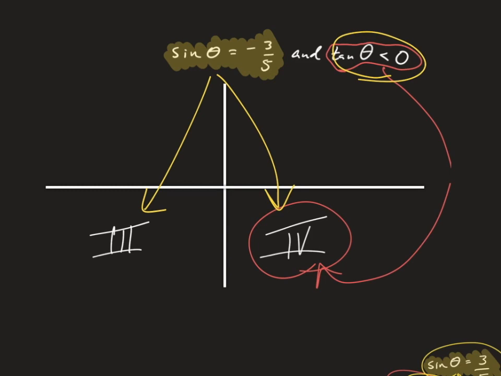Tangent is positive in the 3rd quadrant, so that means in quadrant 4 is when tangent is also negative. So these 2 functions are true based on these descriptions only in quadrant 4.